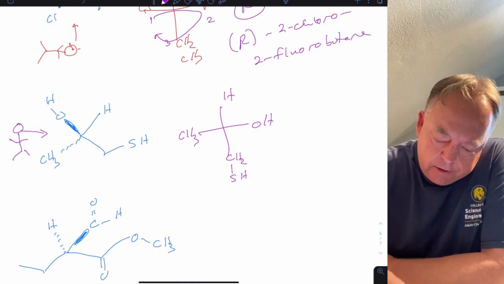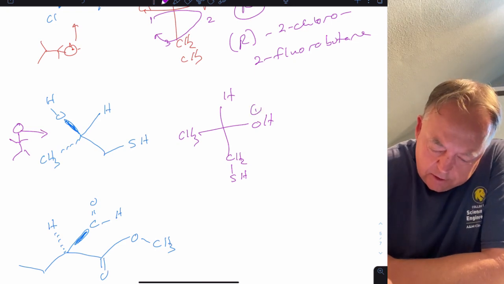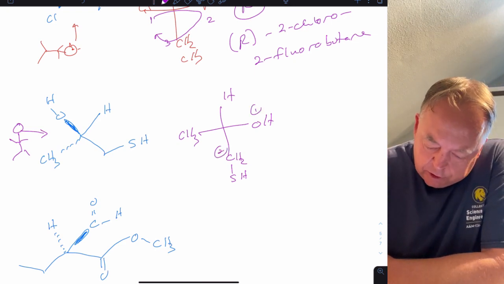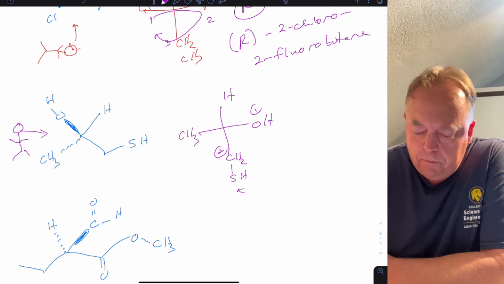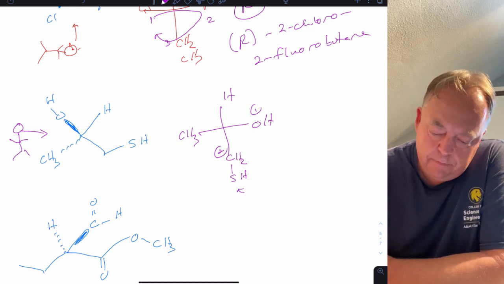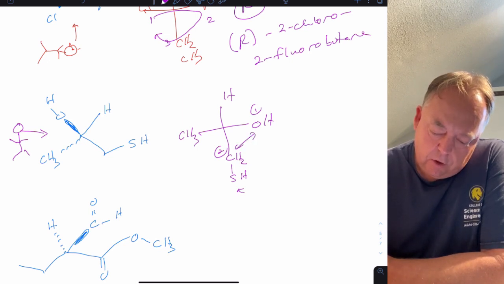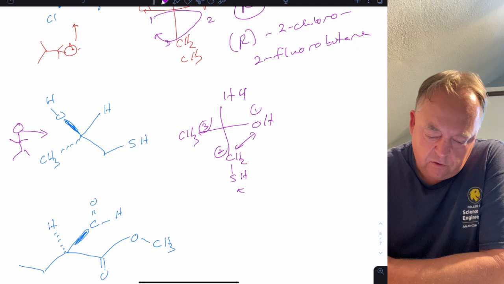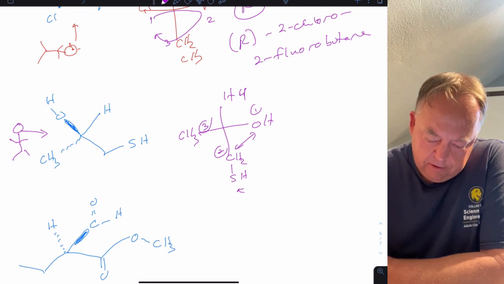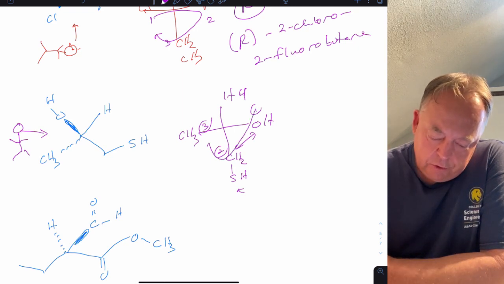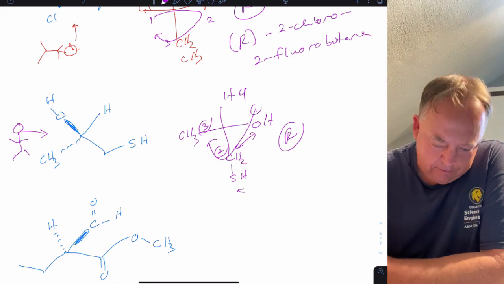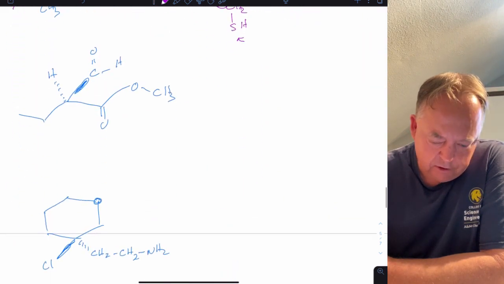Okay, assign priorities. So oxygen's 1, and this is because you don't run into the sulfur yet, right? Sulfur would have a higher mass than oxygen, but you're not comparing oxygen to sulfur, you're comparing oxygen to carbon. But then this carbon with the sulfur is going to beat this carbon with the methyl. So that's 1, 2, 3. So another example, 4 is vertical, and 1 to 2 to 3 is clockwise. So that's another R. So hopefully one of these is S.